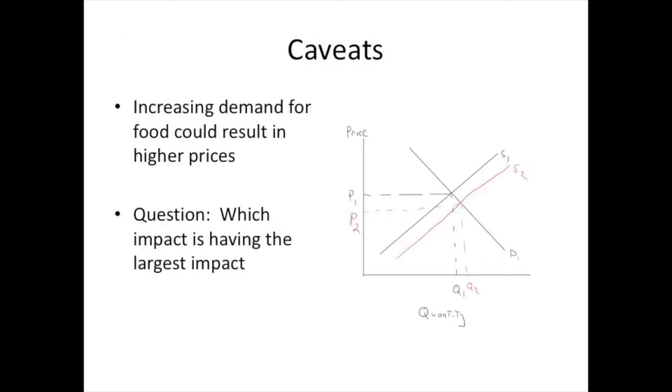I want to mention a couple caveats to the treadmill theory. One of those relates to increasing demand for food. So if we had a situation where food demand was increasing, like perhaps we have today with export demand, we could see higher prices even as the treadmill works. And let me give you an example here.